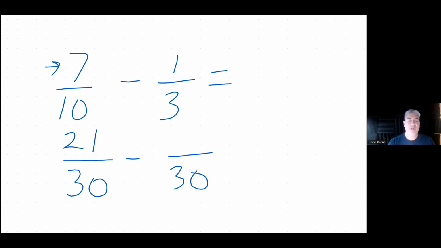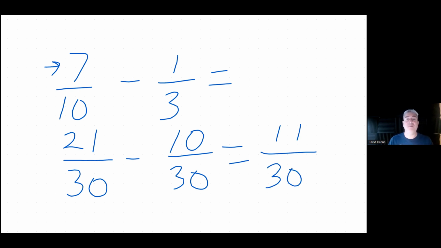Now, what do we multiply 3 by to get 30? Well, we multiplied it by 10, right? Okay, so now we have to multiply 1 by 10, okay? 1 times 10 is 10, correct? All right, there we go. We have like denominators. We can subtract 10 from 21, so 21 minus 10 is how much? It is 11, correct? All right, and we end up with 11/30.